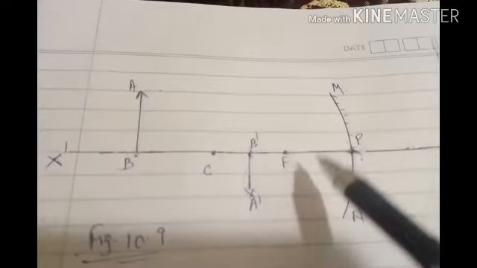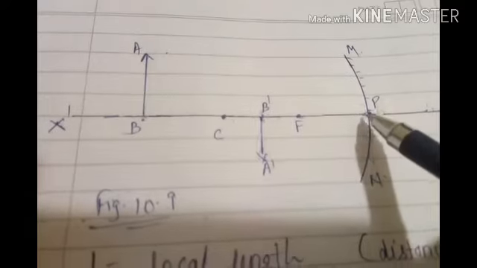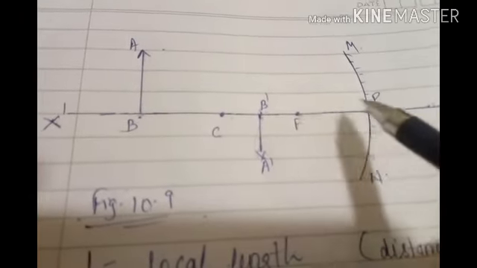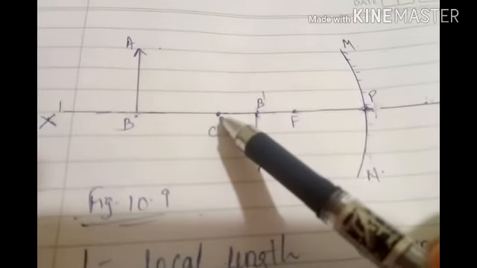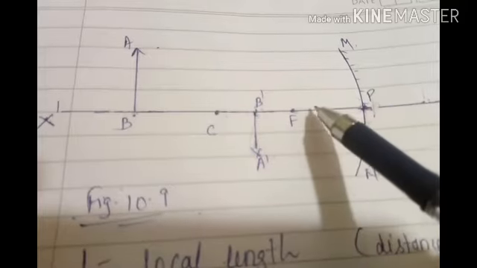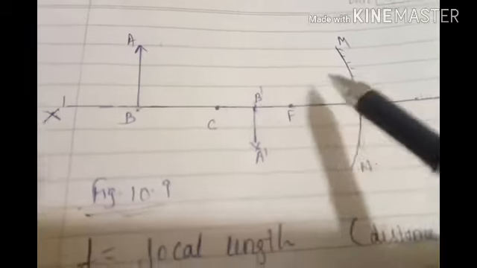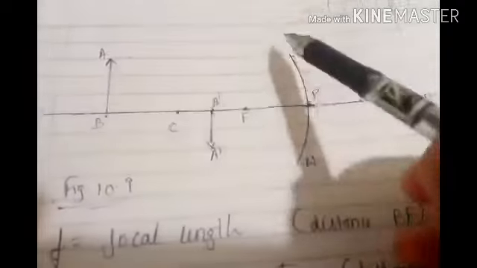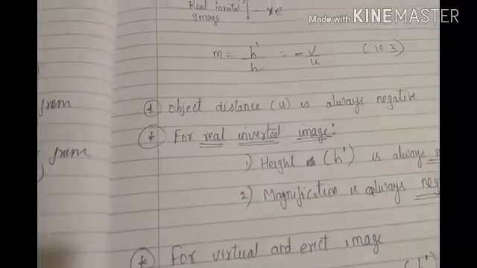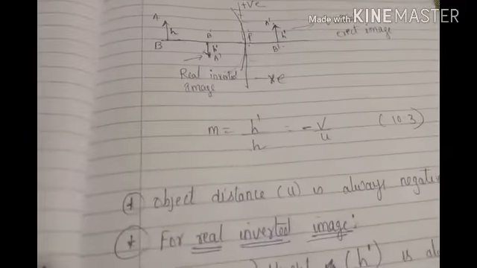Here on this page of the PDF we can see a concave mirror. This distance is the focal length, and from here to here the distance is the radius of curvature. Since they are present on the left hand side, the focal length and radius of curvature are negative for a concave mirror, and positive for a convex mirror. All these points are very important for solving the numericals.